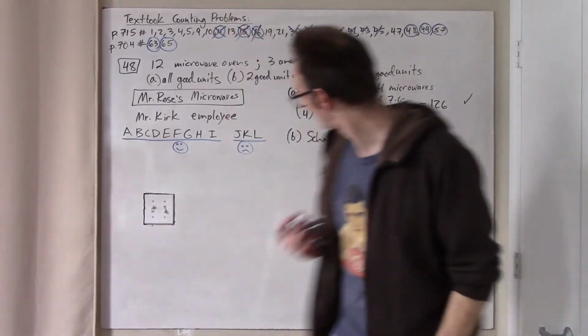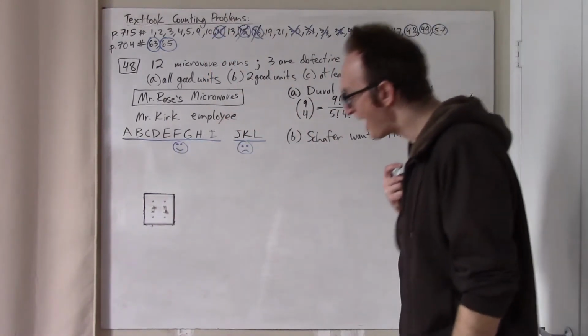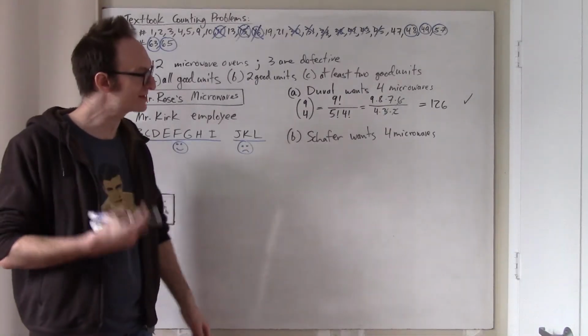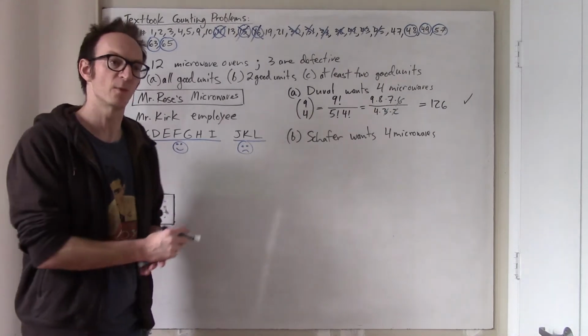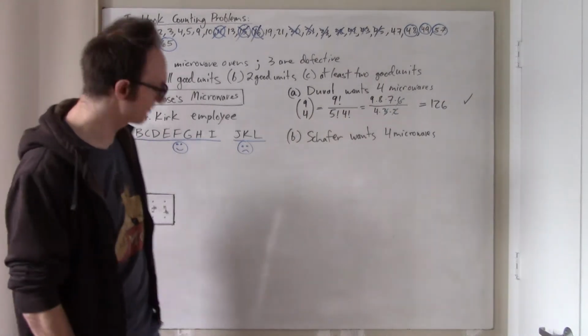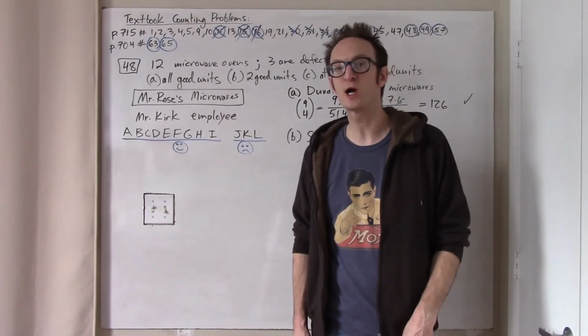And so, now to rephrase this problem in the active voice, I'm sitting here in my crooked microwave company. Schaefer calls, he wants 4 microwaves, and I say, okay, sure, Schaefer, whatever, coming right up. And then I grab my lackey, Mr. Kirk, and I tell Mr. Kirk, yo, Kirk, Schaefer called.